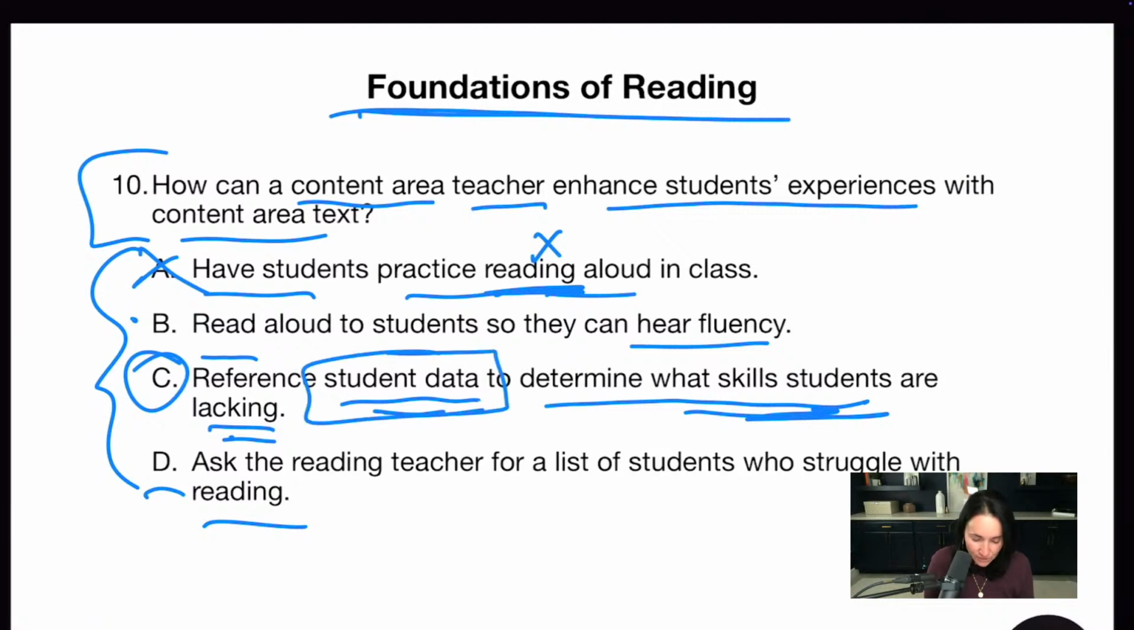Referencing student data is what we want content area teachers to do, and then determine what skills they're lacking so they can implement some content area practices, because social studies and science is such an opportunity to read and such an opportunity to help students get better at reading. But D is great. If I would do the data collection for the teacher, I'd be like, here's all the data. Here it is all spelled out. Here's each student's name. Here's their score. Please help me in your class. But in this case, D is not the correct answer. C is.